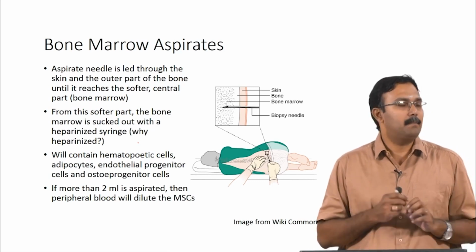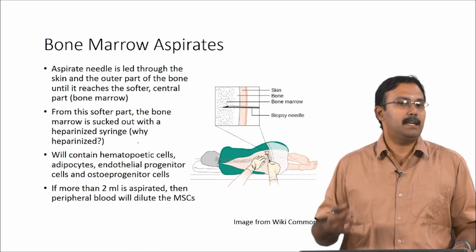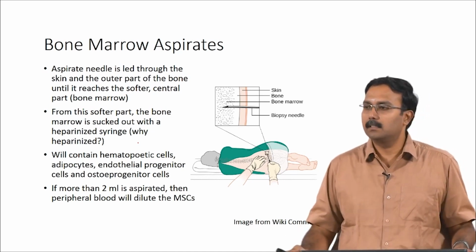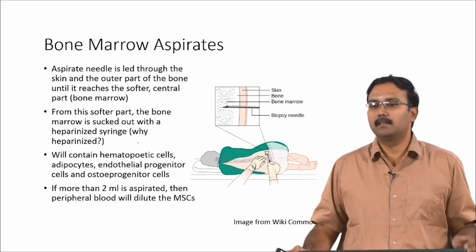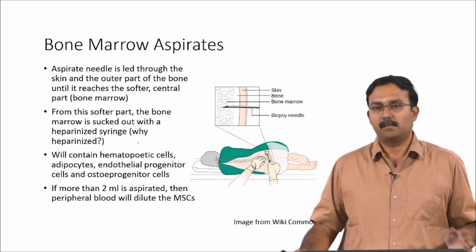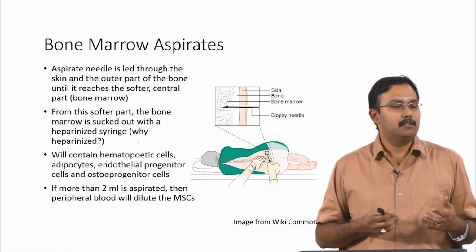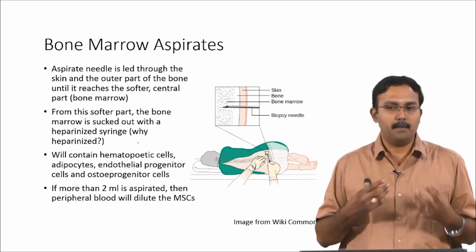From this softer part of the bone where the bone marrow is present, the marrow is sucked out using a heparinized syringe. Okay. So, why do you think we use a heparinized syringe? What is the role of heparin? To prevent blood clotting. Yeah. So, these aspirates can actually clot very rapidly. To prevent that, you need to use a heparinized syringe.